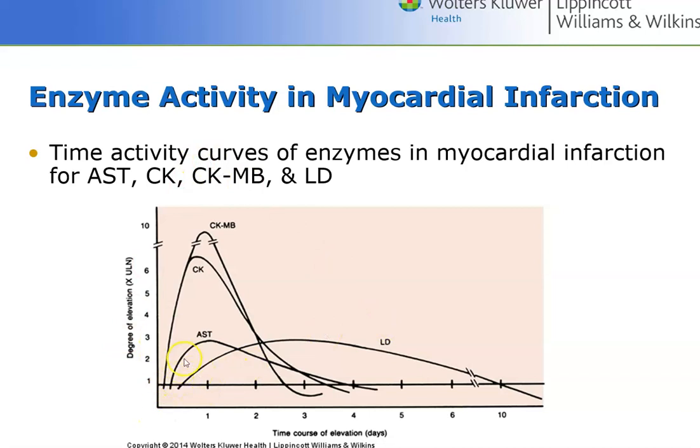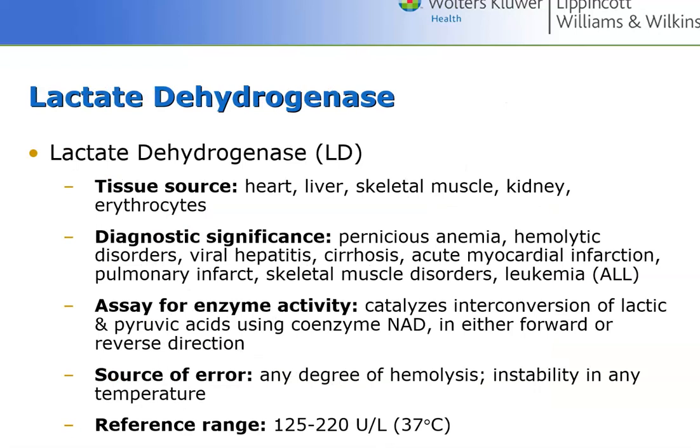AST values can get up to 3 times the upper limit of normal. LD, the lactate dehydrogenase, which we're going to talk about in a couple more minutes, can get up to about 2.5 to 3 times the upper limit of normal following a myocardial infarction. So we used to evaluate these. We don't anymore. We keep finding better markers every single time to nail it down a lot better.